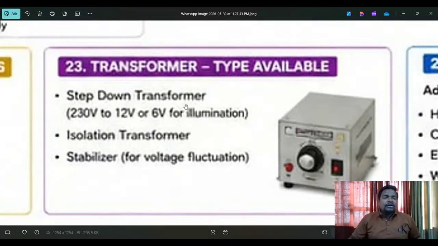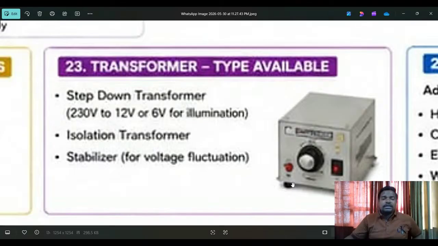See, a step down transformer, 230 volts to 12 volts, or 6 volts, is for illumination purposes. For what purpose is a transformer used? To produce electricity from high to low, depending on function. Isolation transformer: a stabilizer for voltage fluctuations. Understand? Depending on the manufacturer, some keep small type transformers also.